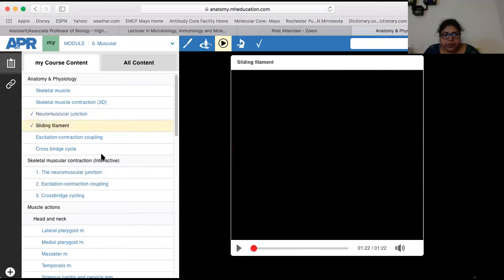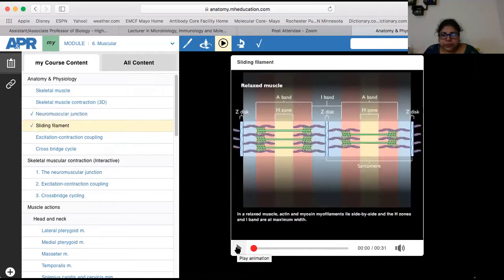Okay, so sliding filament. So this is what I meant, right? You can see the Z band. So this is basically the Z disc to Z disc, right? So this is your sarcomere. It's actually showing here everything that is your unit of contraction, right? You have many of these sarcomeres in each myofibril, right? And then the fibril becomes your myofilament, and then you have your big muscle together.